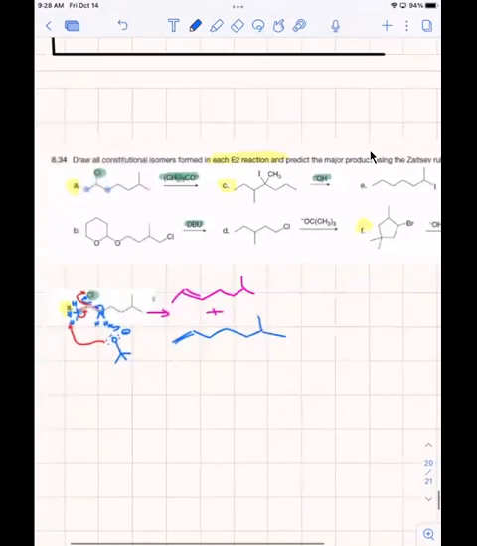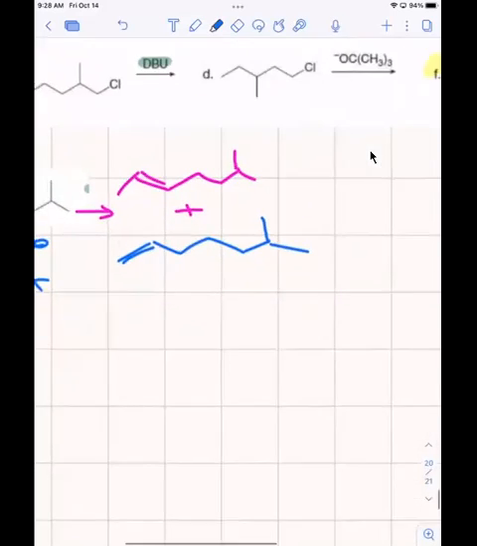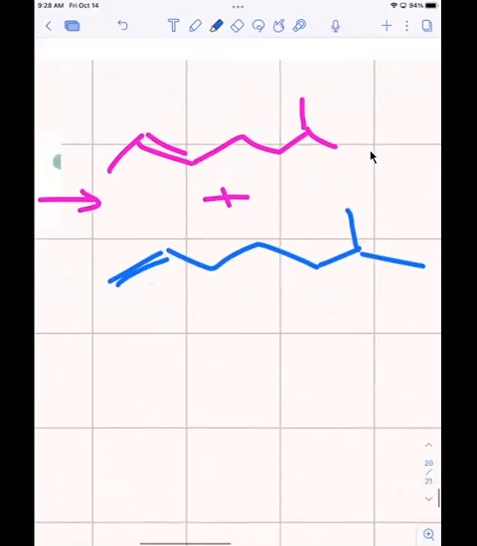All right. Now, the question is, which one is major? Because it also asks us that. Predict the major product using Zaitsev's rule. How do we know which one is major? What is Zaitsev's rule? We got 14 people here and one person answering all the questions. What is Zaitsev's rule, and what does it tell us about elimination reactions?